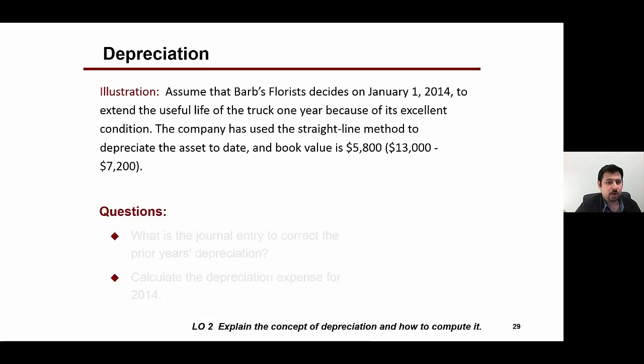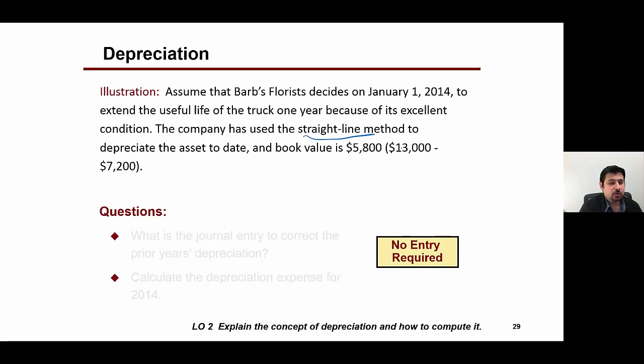Let's look at an example here. Assume that Barb's Florist decides on January 1st, 2014 to extend the useful life of the truck 1 year because of its excellent condition. The company has used the straight line method to depreciate the asset to date, and book value is 5,800. That was in the 3rd year. So what is the journal entry that the company needs to make, and how do we calculate the depreciation expense for that current year? Again, the company here has used the straight line method.